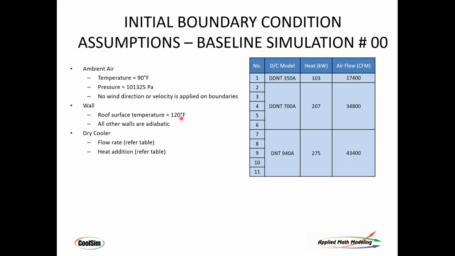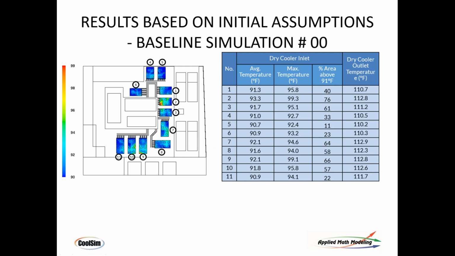We assumed roof temperature here of 120, which ended up being, you'll see, too low. We assumed everything else was adiabatic, not transferring heat. And then we used flow rates that came from the manufacturer. So these are the various flow rates and the baseline cooling capacity for these dry coolers and the associated flow rates. And you use those as boundary conditions in your initial run.